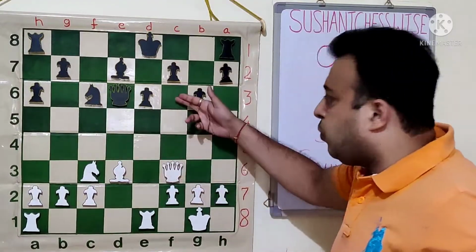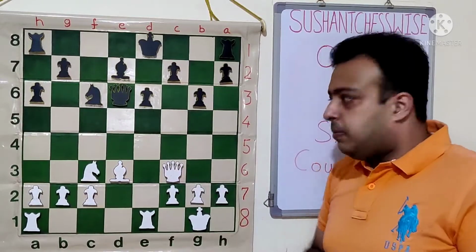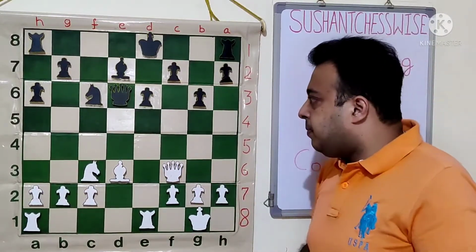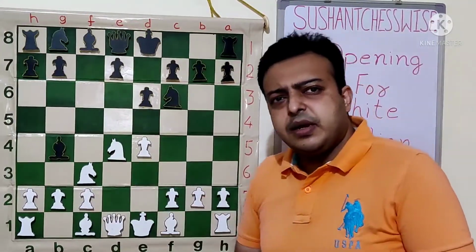Knight e5 lost, queen f6 double attack, so the knight would be lost. So this position is perhaps winning for white. Let's go to the main variation now. Now we reach the main line.